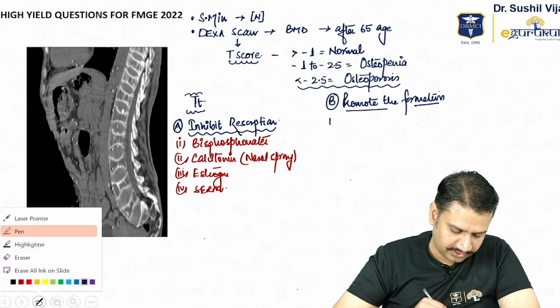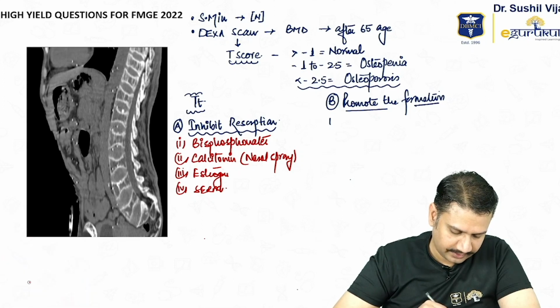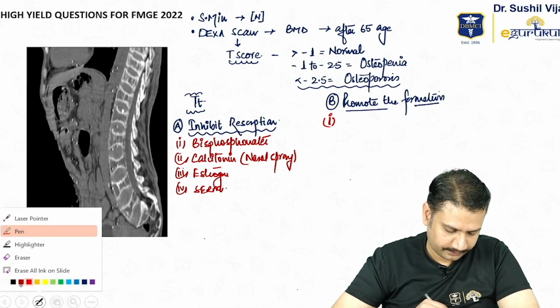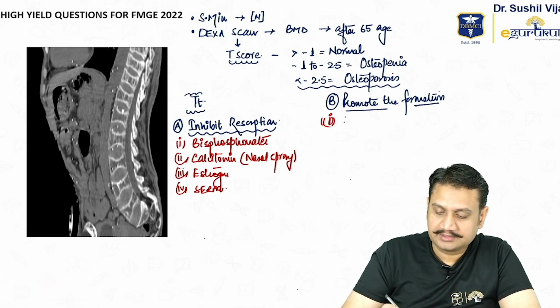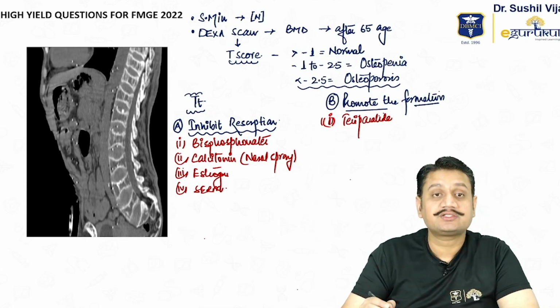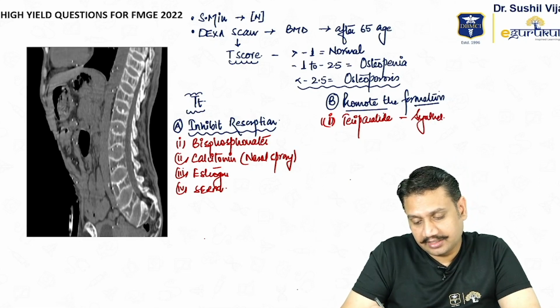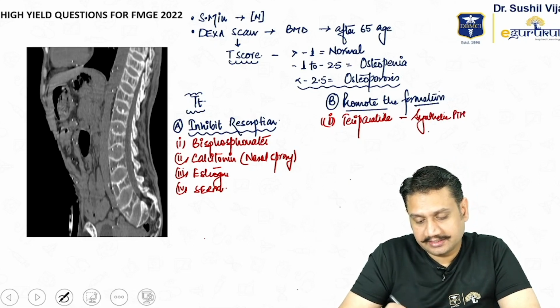The drugs which promote the formation of the bone, number one is teriparatide. So what exactly is teriparatide? Teriparatide is your synthetic PTH. Don't forget this. It is a synthetic parathyroid hormone.